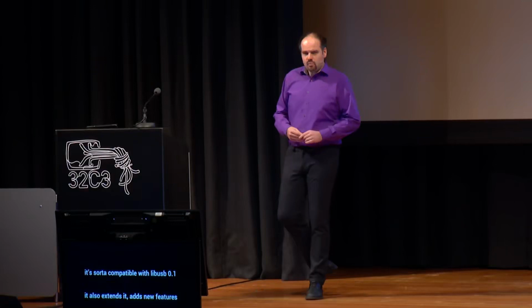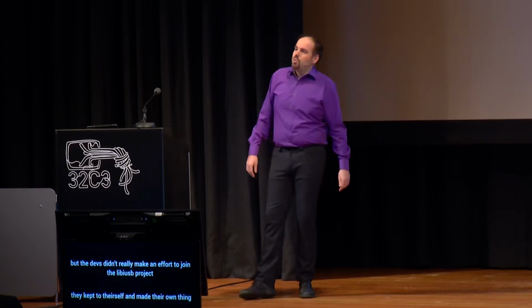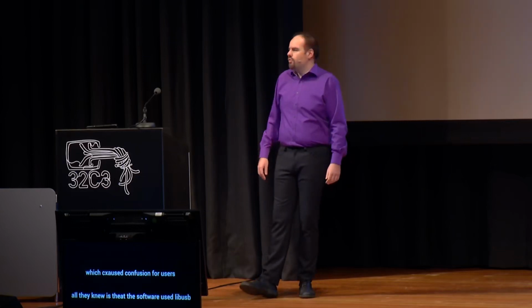They just kept to themselves and made their own thing, which caused some confusion for the users because all they knew was that the scanner software or digital camera software or whatever uses libusb, so what's the difference? Why do I need one or the other? And this, of course, only got worse when libusb 1.0 started working differently and started requiring programmers to do different things to use the new features, which libusb Win32 didn't support and never wanted to support, and development had stopped a long time ago. Then there's OpenUSB, I'll come back to that in a bit.